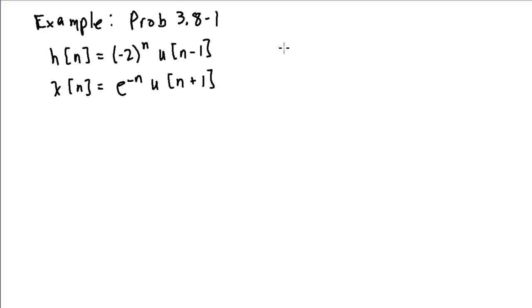If I sketch, for example, x of n here, because of the argument, it's going to be non-zero for n equal minus 1, and it would be e to the minus 1, so that sample would have a height of e. If I plug in 0 here, e to the 0 is 1. If I plug in 1, I get e to the minus 1, or the reciprocal of e.